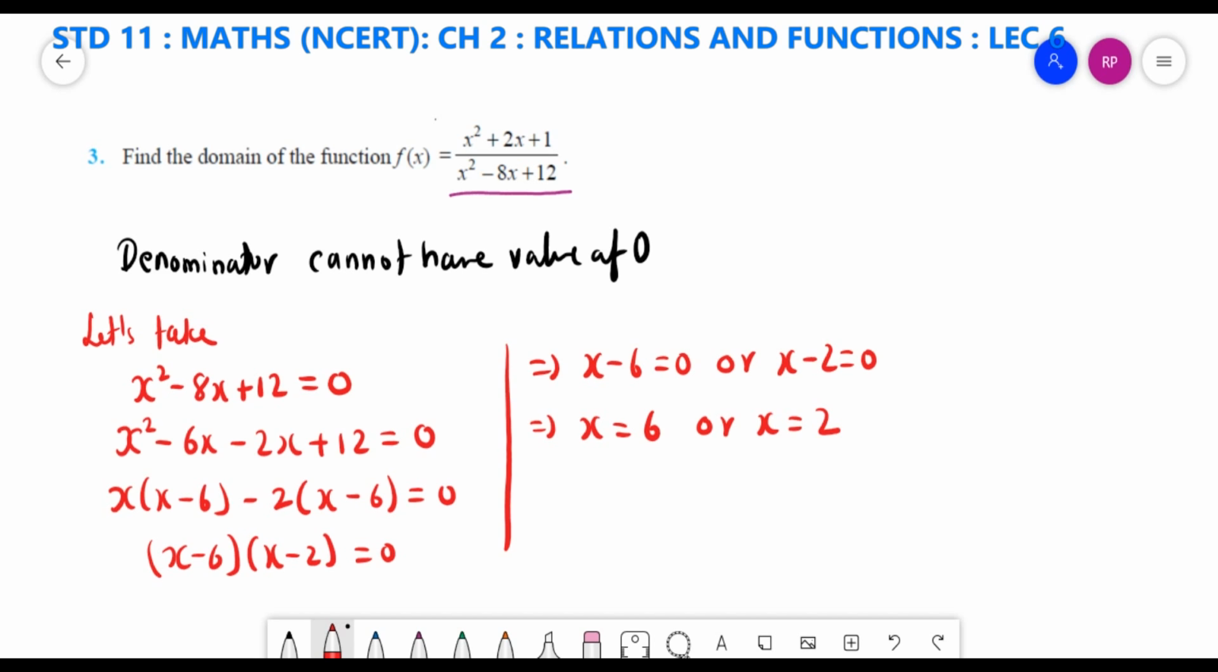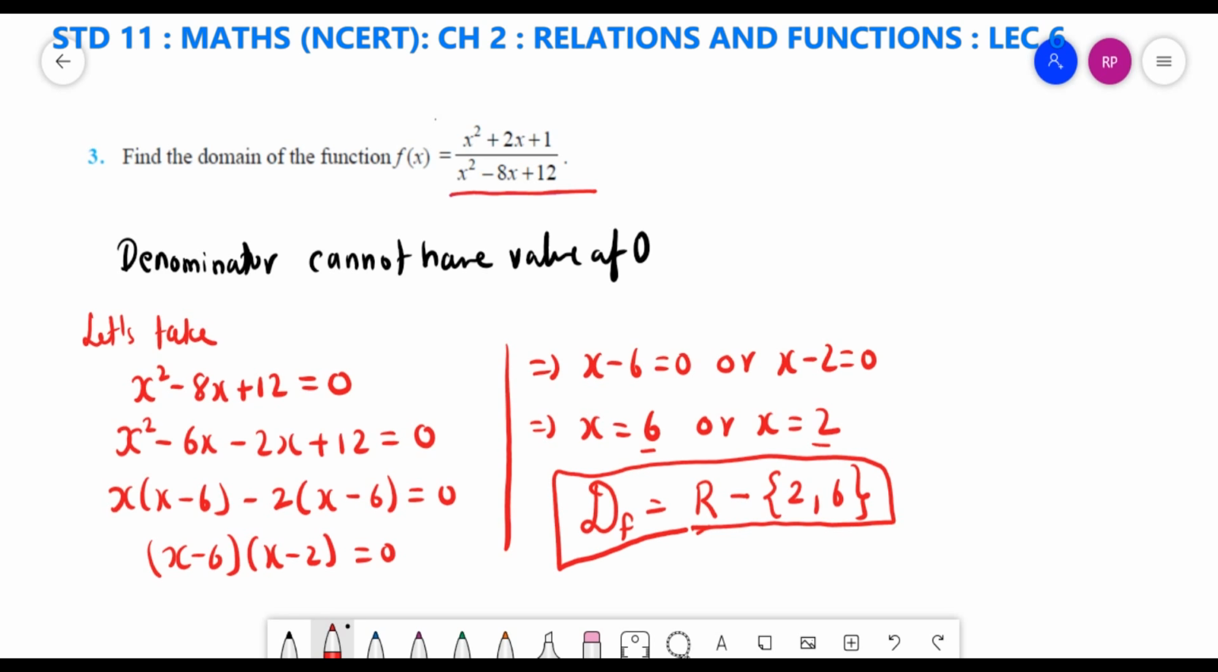Okay, so these are the two values where the denominator becomes 0 and the function becomes undefined. So you can take every value of x except 6 and 2. So I will say that the domain of the function is R − {2, 6}. This means R, all the values, and from that you have to eliminate 2 and 6. Means you cannot take 2 and 6. So this is our answer. Okay, so just note it down.